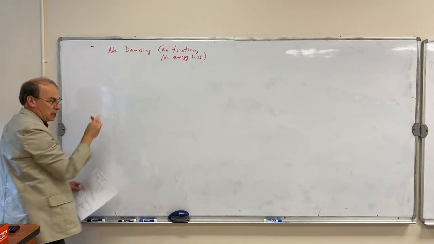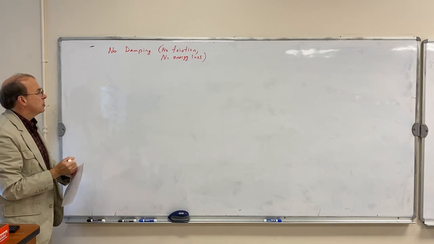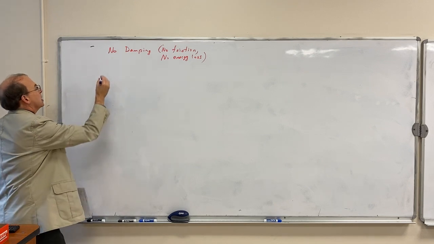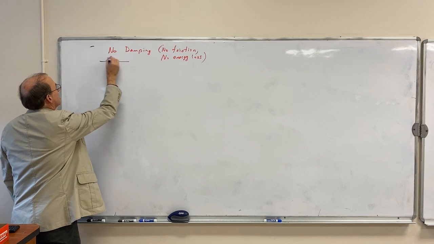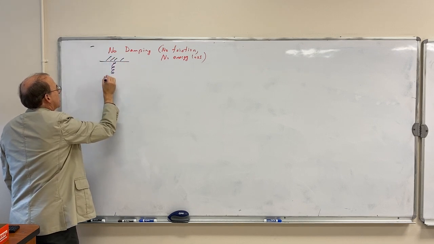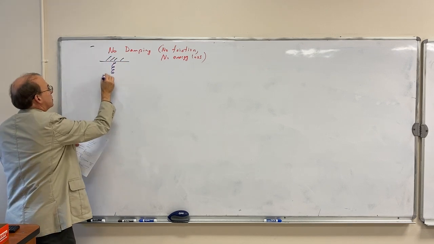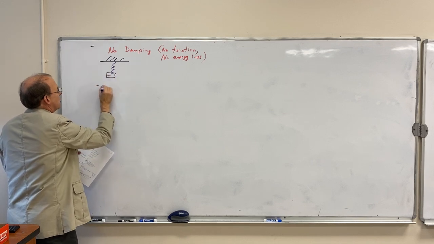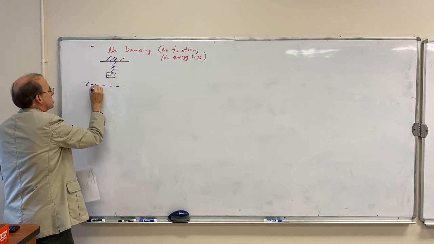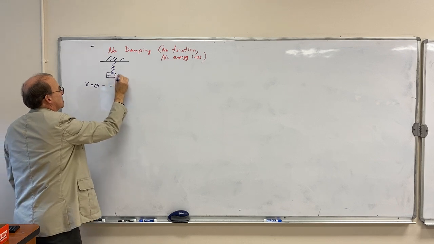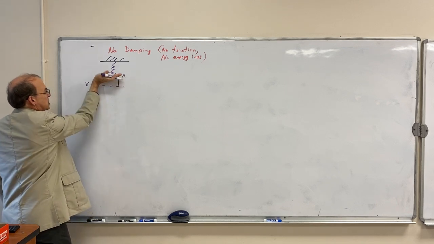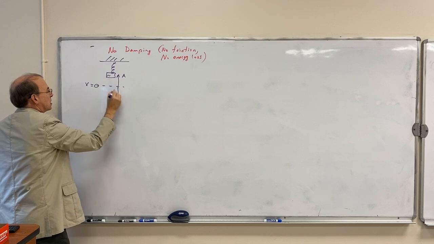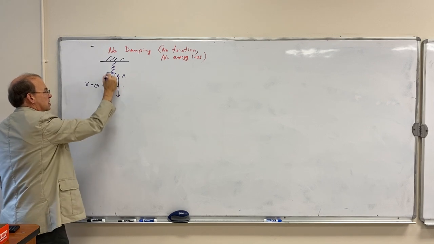So in that case, I could, for example, think about the following. I could have a mass on a spring like this, and I could, for example, push it up. So maybe this is the equilibrium position. This is x equals 0. This is A. Now push this up and release it so that it oscillates up and down like this.